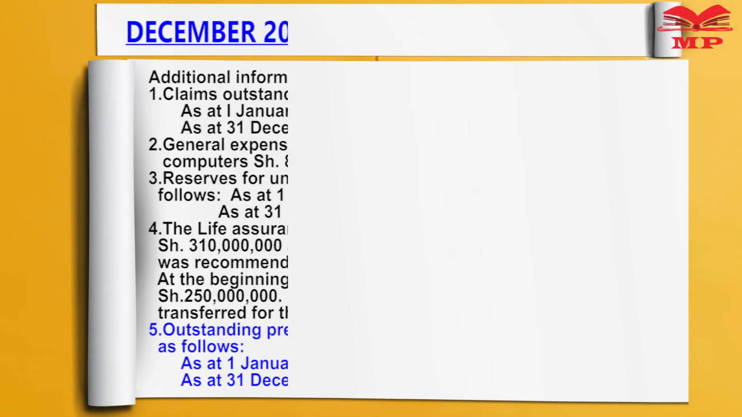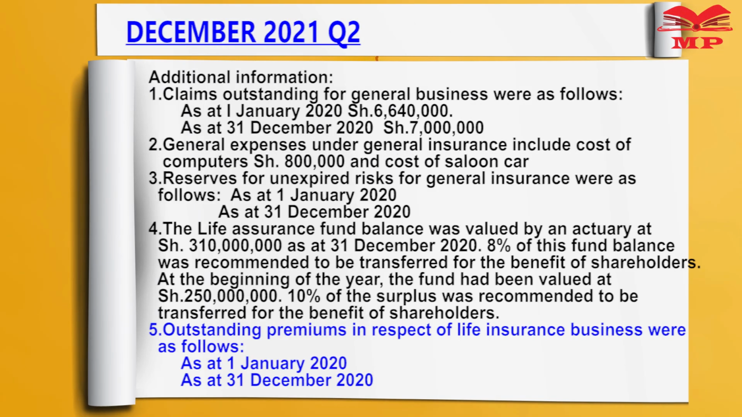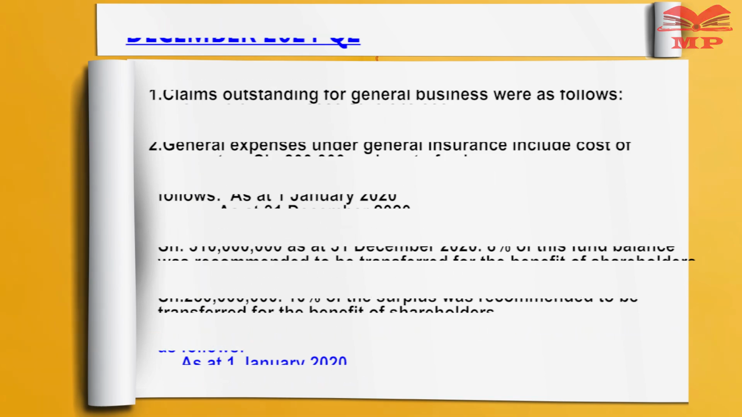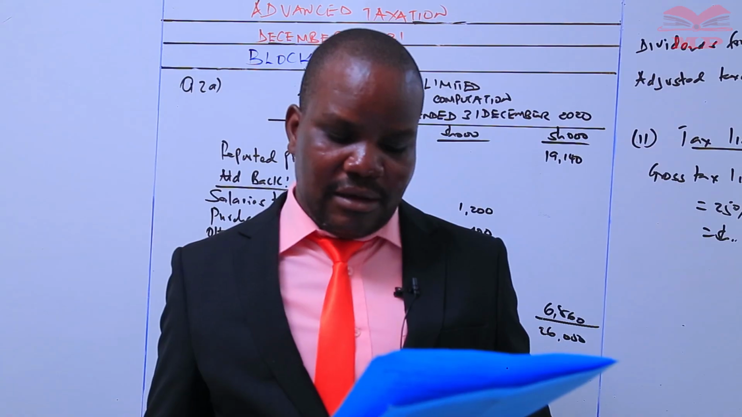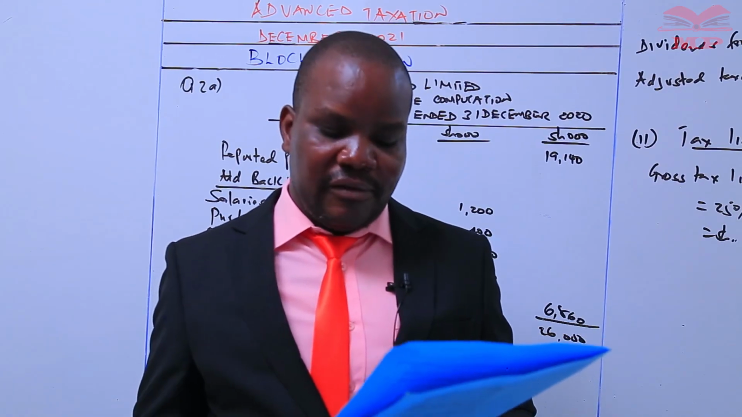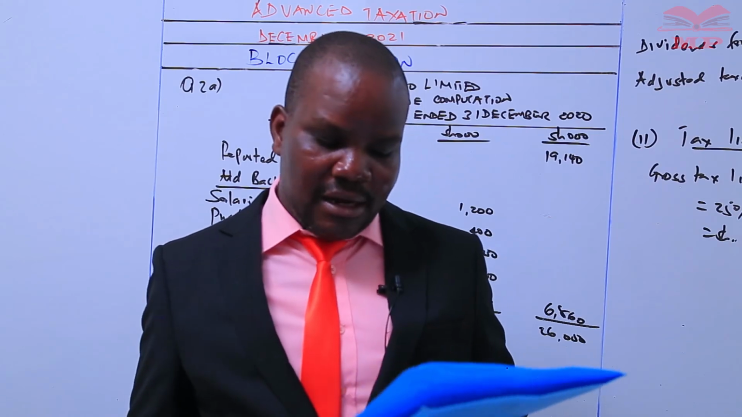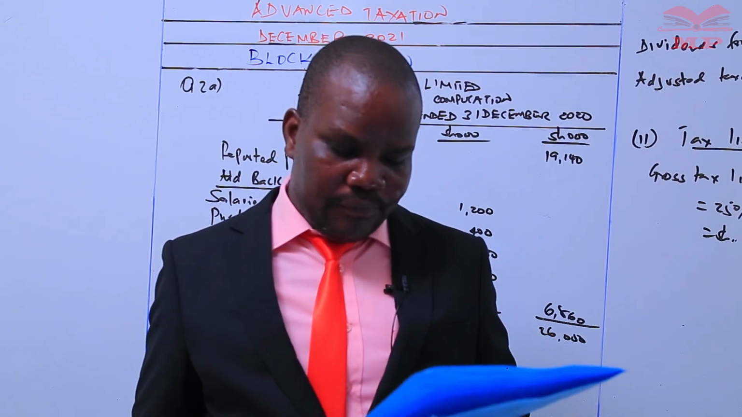5. Outstanding premiums in respect of life insurance business was as follows. Outstanding premiums. So as at 1st January 2020, 12 million. As at 31st December 2020, 9.2 million. Again, this will help us determine the premiums for the year 2020 under life insurance business.